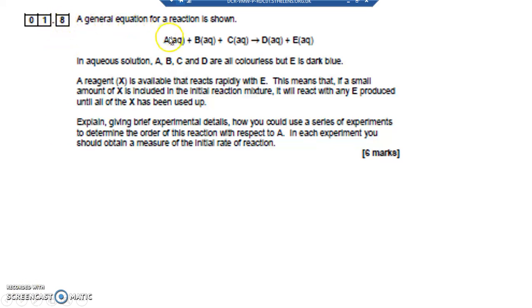Question 1.8. You've got a reaction with A, B and C as reactants, and it's making D and E. E is blue. It's a dark blue colour. So the reactants will go blue straight away as E is made.